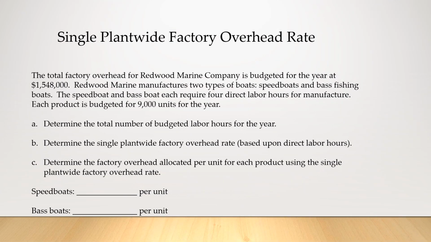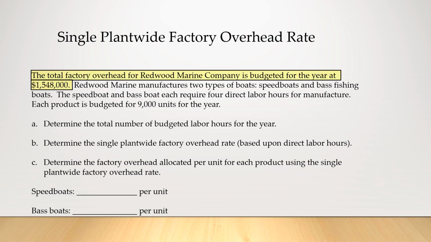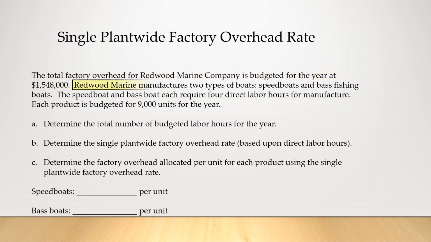Turn to page 6 to consider Redwood Marine Company. The total factory overhead for Redwood Marine Company is budgeted for the year at $1,548,000. Redwood Marine manufactures two types of boats, speedboats and bass fishing boats. The speedboat and bass boat each require 4 direct labor hours for manufacture. Each product is budgeted for 9,000 units for the year.